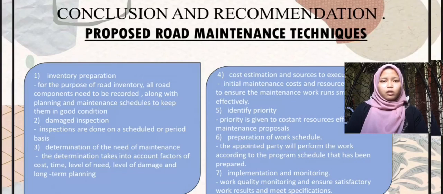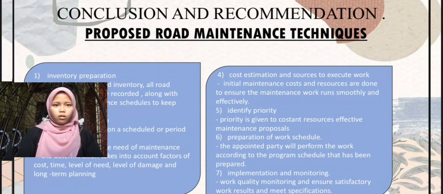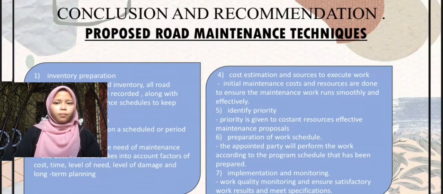Second is damage inspection. Inspections are done on a scheduled or periodic basis. Third is determination of the need for maintenance. The determination takes into account factors of cost, time, level of need, level of damage and long-term planning. Next is cost estimation and sources to execute work. Maintenance costs and resources are estimated to ensure the maintenance work goes smoothly.